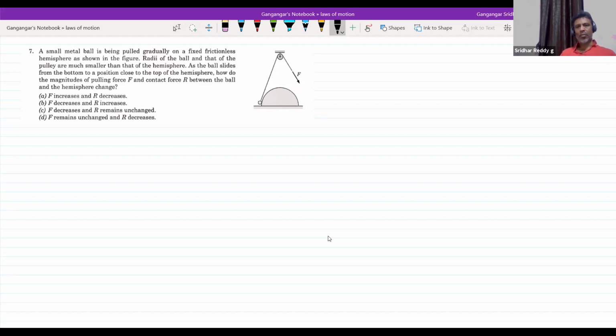Draw the diagram. So this is the initial position. So take some arbitrary point somewhere here, when it is here, and get all the angles clearly.